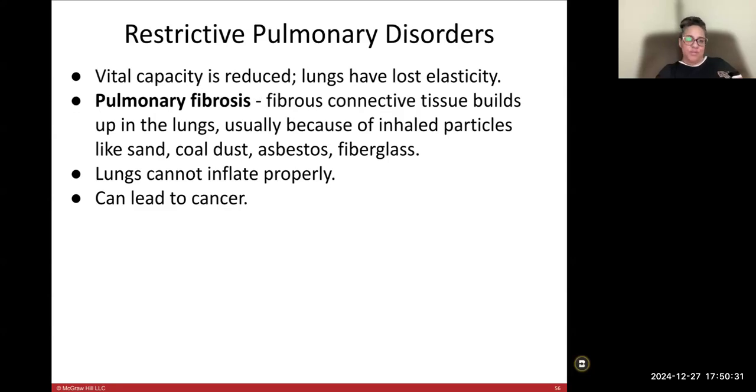During restrictive pulmonary disorder, where breathing is restricted, vital capacity is reduced and lungs have lost elasticity. Pulmonary fibrosis is when fibrous connective tissue builds up in the lungs, usually because of inhaled particles like sand, coal dust, asbestos, or fiberglass. The lungs cannot inflate properly and it can lead to cancer.